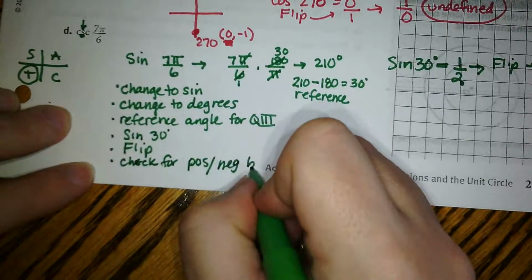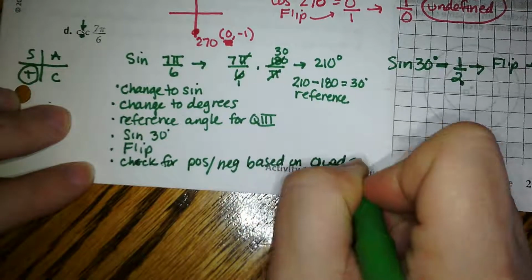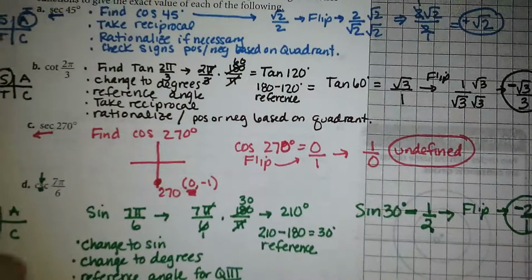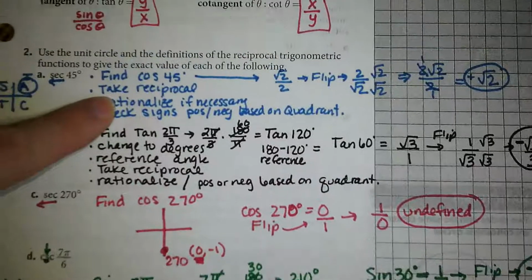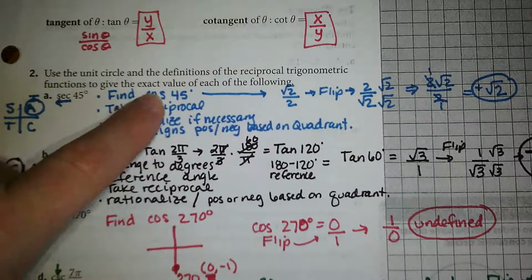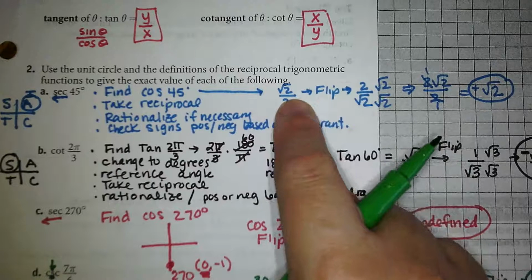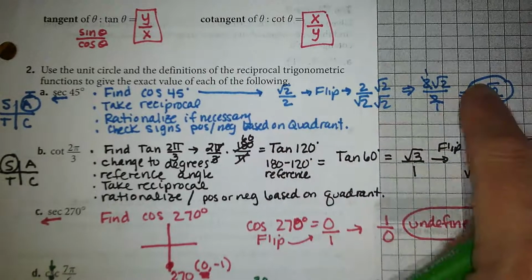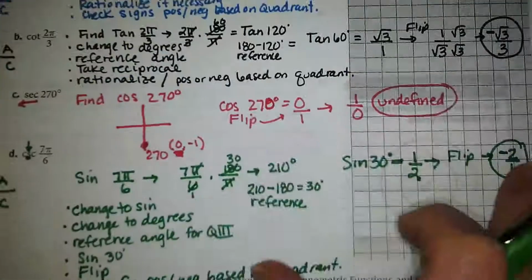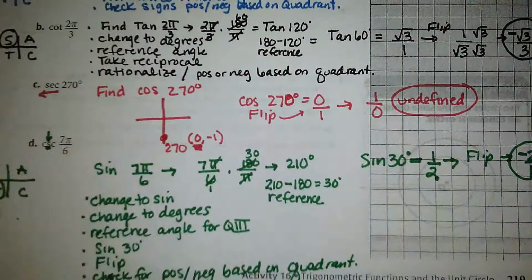It may be helpful to go back and review this section again to make sure that you understand how to do these reciprocal functions for exact values. So you're essentially changing it to the sine, cosine, or tangent function, doing the thing, finding the value, then flipping it and rationalizing it and checking the quadrant to see whether it's a positive or negative. The only one that's different than that is letter C, and that's because it's a quadrantal, so you use the unit circle value.